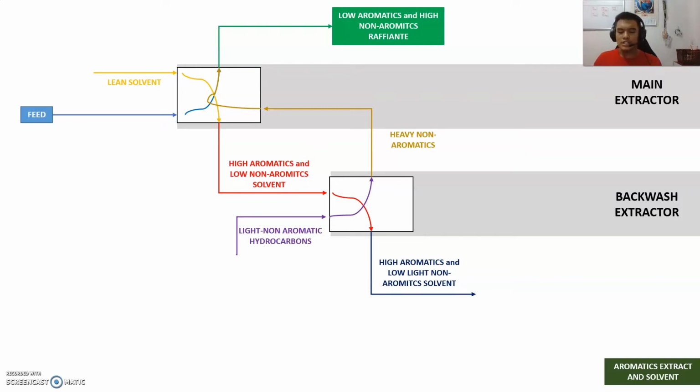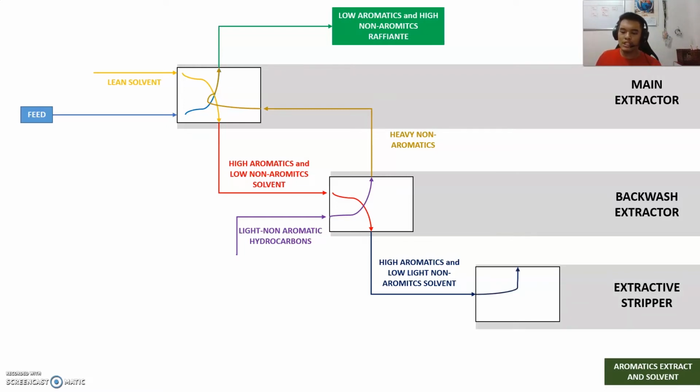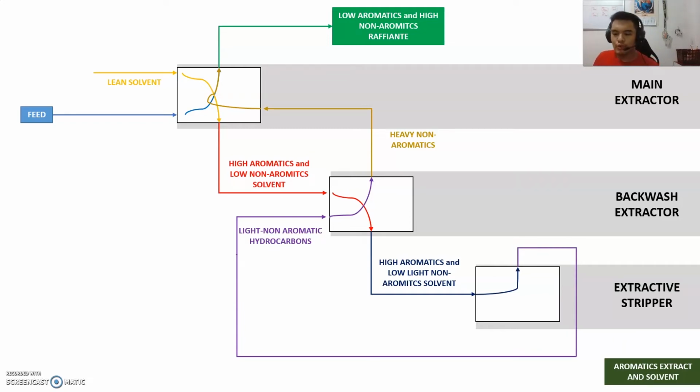Then, this feed is forwarded into an extractive stripper, where it is flowing to different sides. Its two products in the extractive stripper are, one, light non-aromatic hydrocarbons, which are then recycled back into the backwash extractor, and the other, the bottoms, is the final product, the aromatics extract and solvent. So all in all, the basic concept is there are three main units: the main extractor, backwash extractor, and extractive stripper, and ideally every flow must be in a countercurrent exchange.